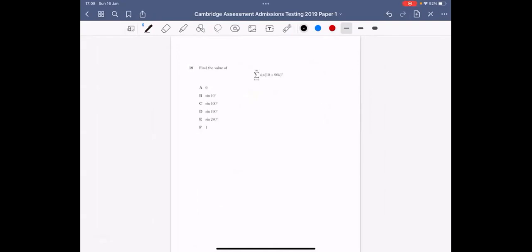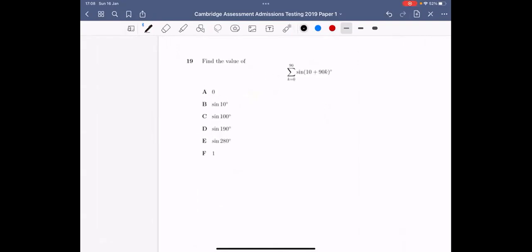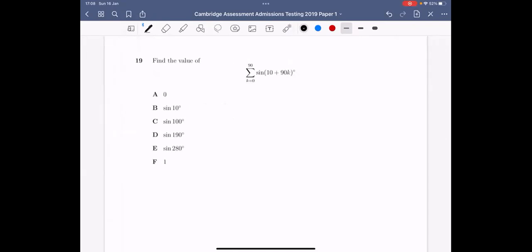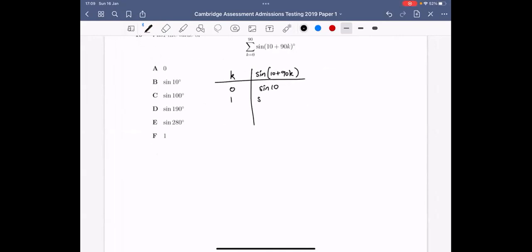Sum, finally. Great. Find the value of, oh, there's going to be a lot of canceling out here. So if k is 0, oh, make a table. k and sine of 10 plus 90k. If k is 0, we have sine of 10. If k is 1, sine of 100, k is 2, sine of 190.